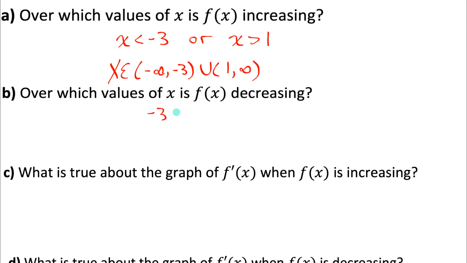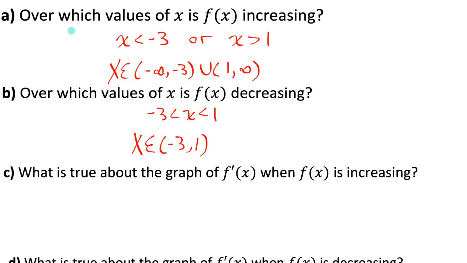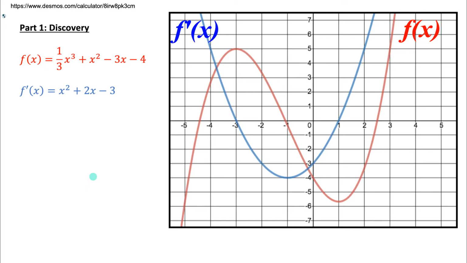So we could write it as an inequality, x values between -3 and 1, or in interval notation saying x is an element of (-3, 1). Either way is fine. Now here's the important part. What's true about the graph of f'(x), the derivative, when f(x) is increasing? Remember, the derivative tells us the slope of the original function. If the original function is increasing, so let's look at when f(x) is increasing.